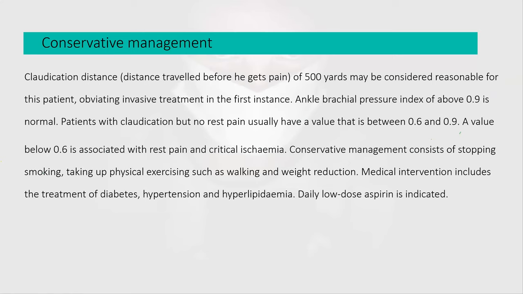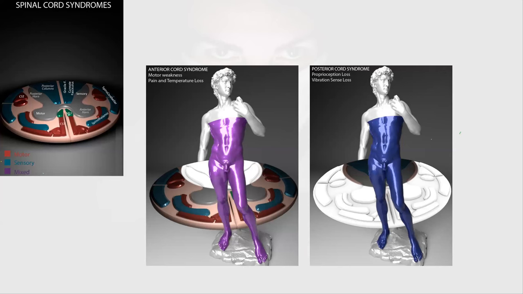A claudication distance of 500 yards may be considered reasonable for this patient, obviating invasive treatment in the first instance. ABPI of above 0.9 is normal, but patients with claudication but no rest pain usually have values between 0.6 and 0.9. A value below 0.6 is associated with rest pain, and critical limb ischemia is around 0.4. So from 0.6 to 0.9 this is amenable to a conservative trial: stopping smoking, exercise, weight reduction, medical correction of diabetes, hypertension, hyperlipidemia, and daily low-dose aspirin.